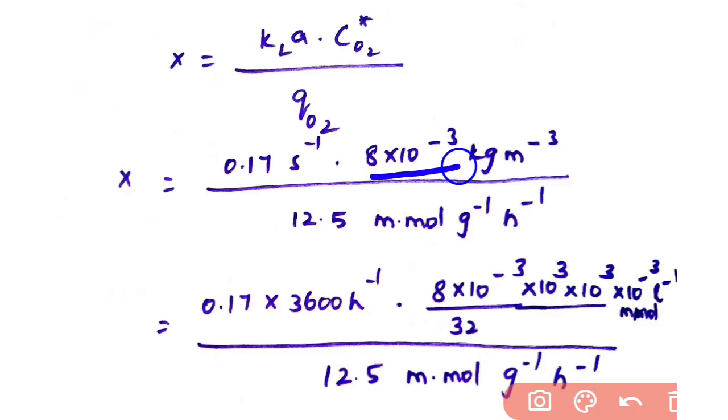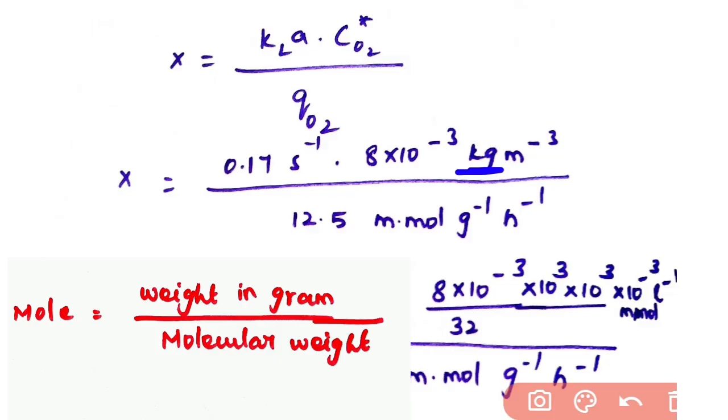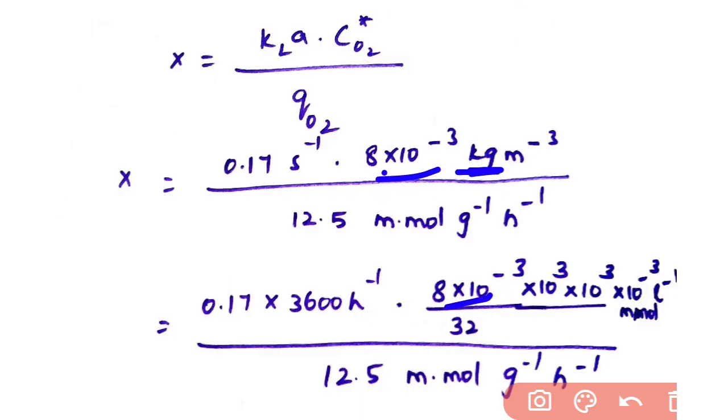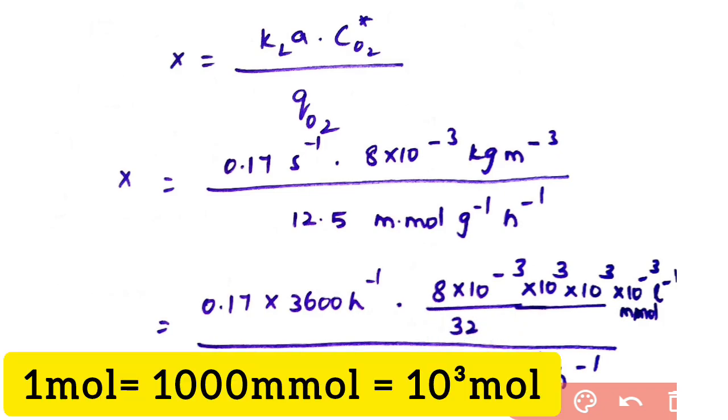Next, we have to convert 8 × 10⁻³ kg m⁻³ to millimole per liter. To calculate moles, you should convert kg into gram, because mole is equal to weight in gram divided by molecular weight. So 8 × 10⁻³ × 10³, since 1 kg is equal to 1000 gram. The molecular weight of oxygen is 32. Then you have to change to millimole: 1 mole is equal to 1000 millimole, so once again you multiply by 10³.